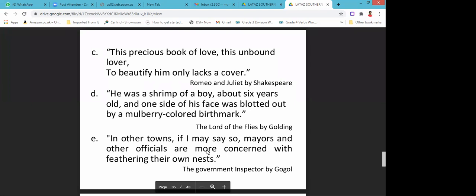The next one is: in other towns, if I may say so, mayors and other officials are more concerned with feathering their own interests. And this is the mayor trying to show that he's a caring mayor in his town, unlike other mayors. So he's comparing how he takes care of his people and how other mayors are only after their own nests or interests.